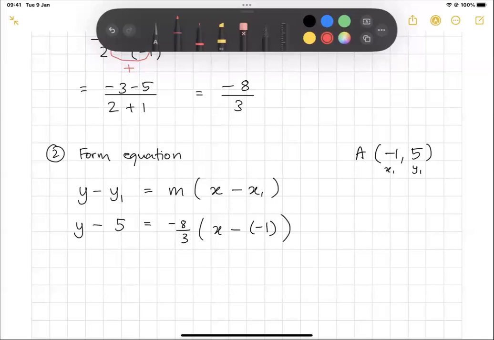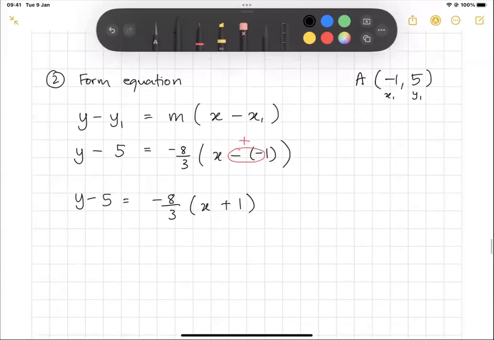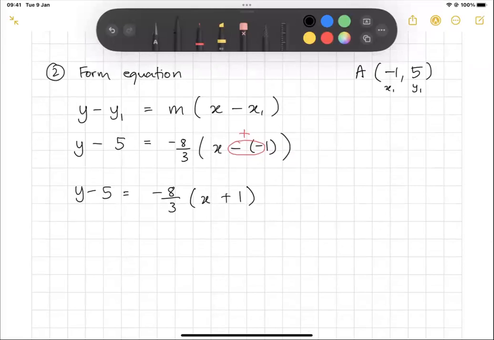Then, before I even expand the brackets, I'm going to make it look a bit neater. I notice that this minus and a minus are together. A minus and a minus turns into a positive. And I'm just going to rewrite it so that it looks nicer for me to work with. Once I've worked with this, I'm going to expand the brackets. So this is what we learned in algebra. To expand the brackets, I'm going to multiply it.